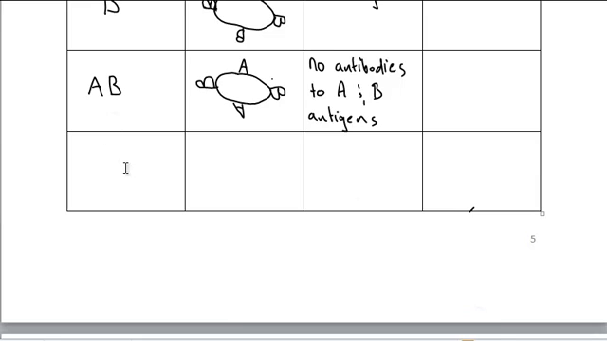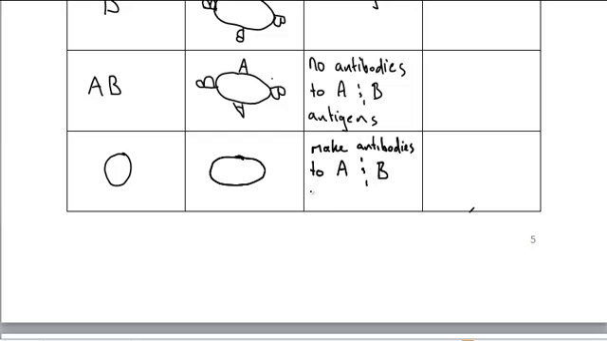And then if you are blood type O, you are not actually blood type O. You're blood type 0, and we just call you O. And if this is your blood cell, you don't have any antigens on your surface, which means that you actually make antibodies to A and B antigens.